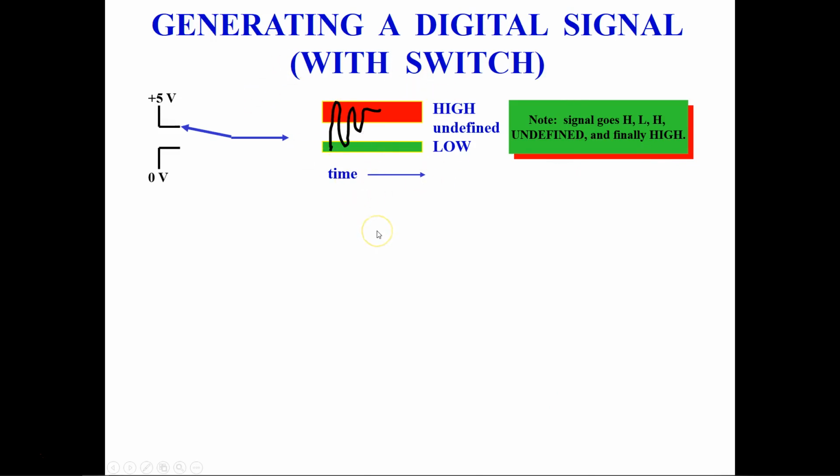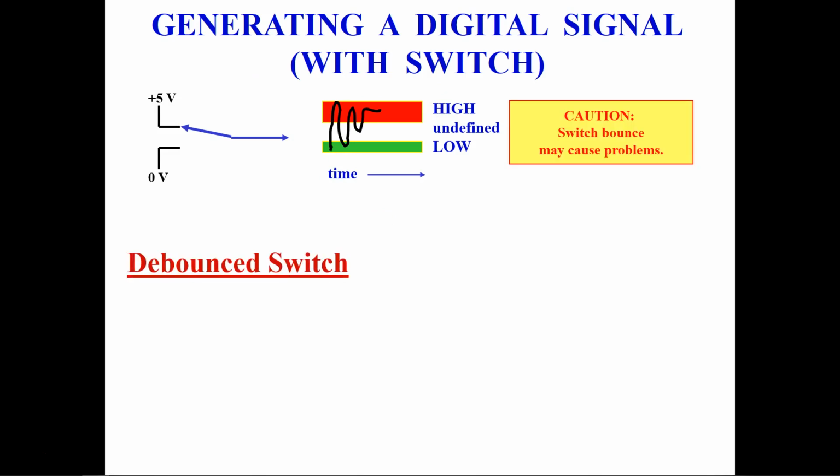To avoid this, what we can do is use debounced mechanical switches. They are sometimes debounced. So let me show you. We use a debounce switch.